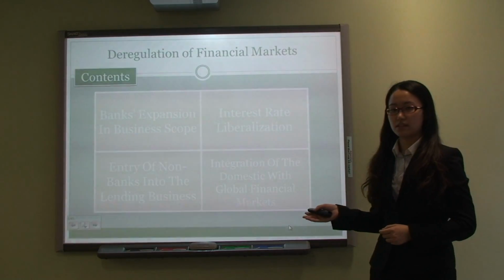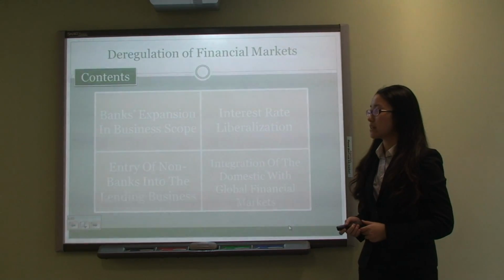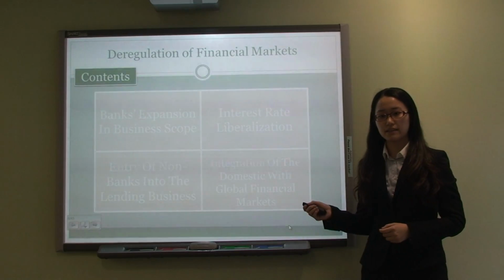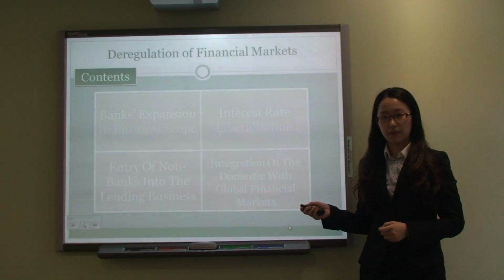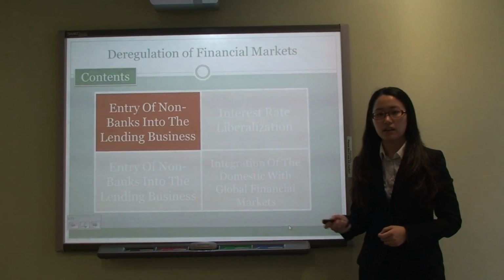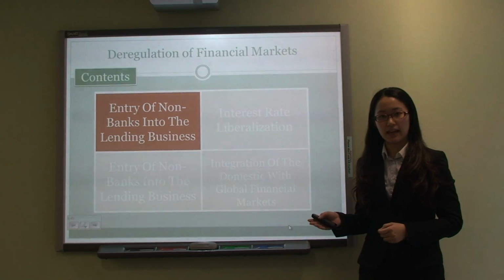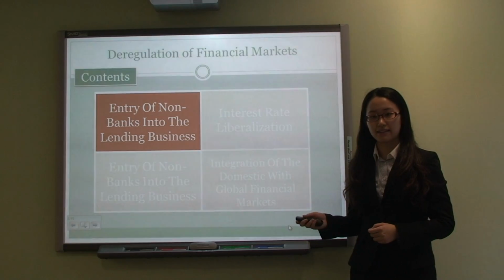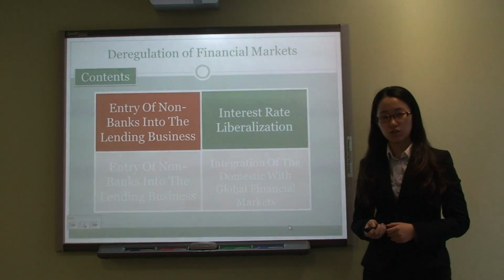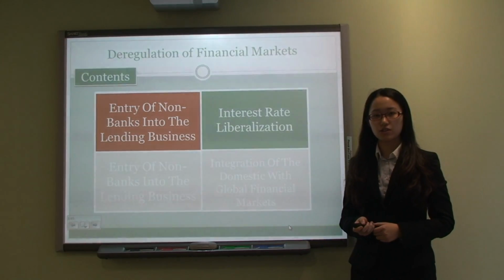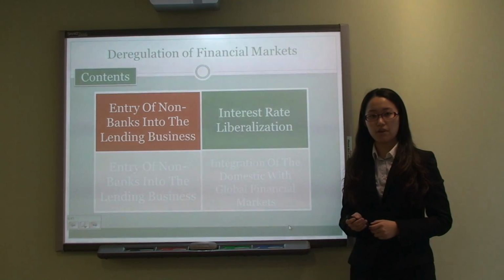I will first start with the deregulation in financial markets. In terms of contents, there are 4 ways for the deregulation to inflate the bubbles. Firstly, non-banks, such as housing loan companies, entered into the lending business and intensified the competition with banks. The second component is the interest rate liberalization. The higher interest rate shrank the profit margin of banks.